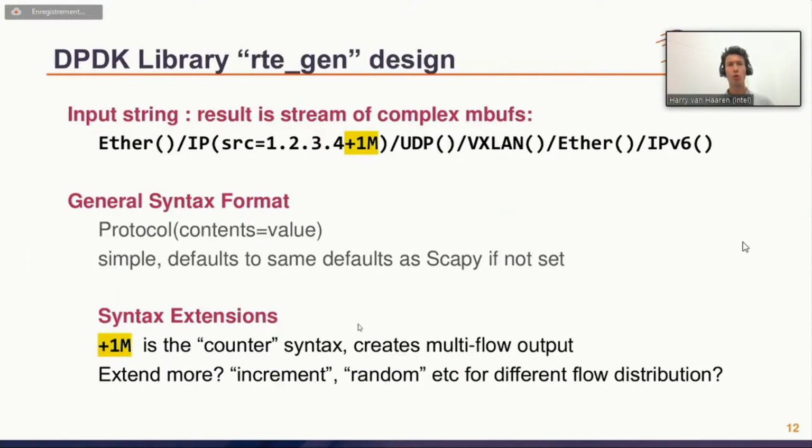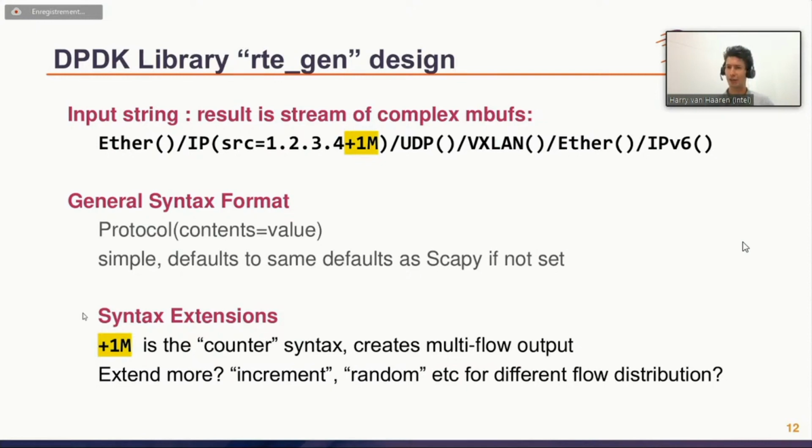So about the design of this library, fundamentally, it's about this input string, where we can easily have a generic syntax with a kind of protocol contents equals value. You've seen this string a few times before. I think everyone probably just gets it and reads it and says, yeah, that's obvious. I've highlighted here this +1m, so we can extend the syntax a bit. It's not exactly the same as Scapy does it, but it's quite useful to have these kinds of concepts, these syntax extensions, for a traffic generator, a high-speed traffic generator in particular.